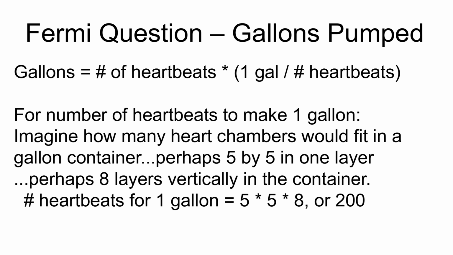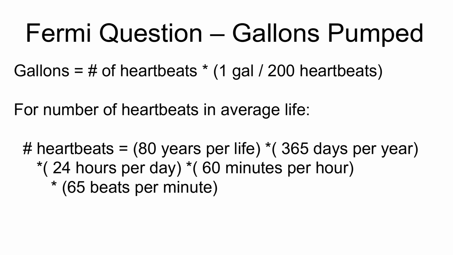So a milk jug of a gallon. And I tried to figure out or guess how many heart chambers would fit in a gallon container. My guess was 5 by 5 on one layer on the top, and then 8 layers vertically. So the number of heart chambers, and thus heartbeats, for 1 gallon would be 5 times 5 times 8. That would be 200. Well, we have part of the answer.